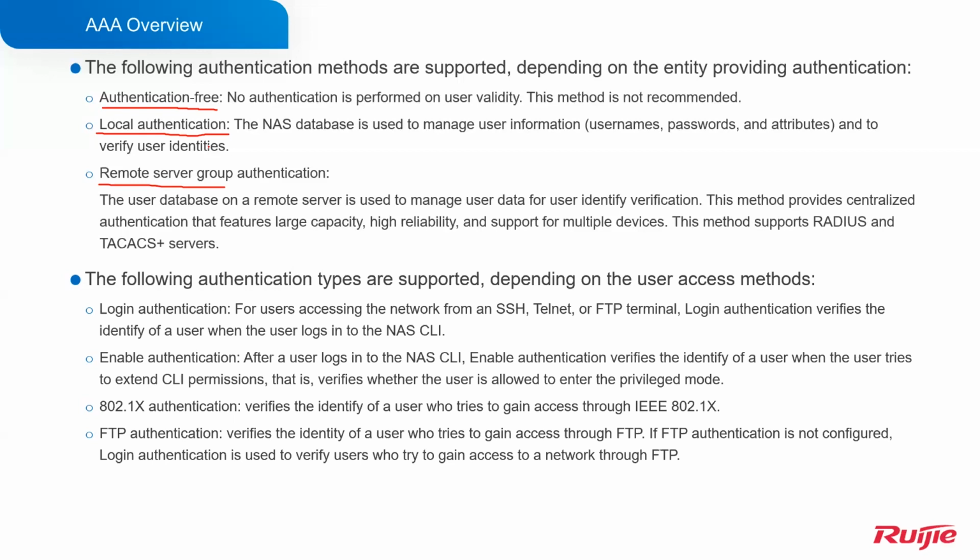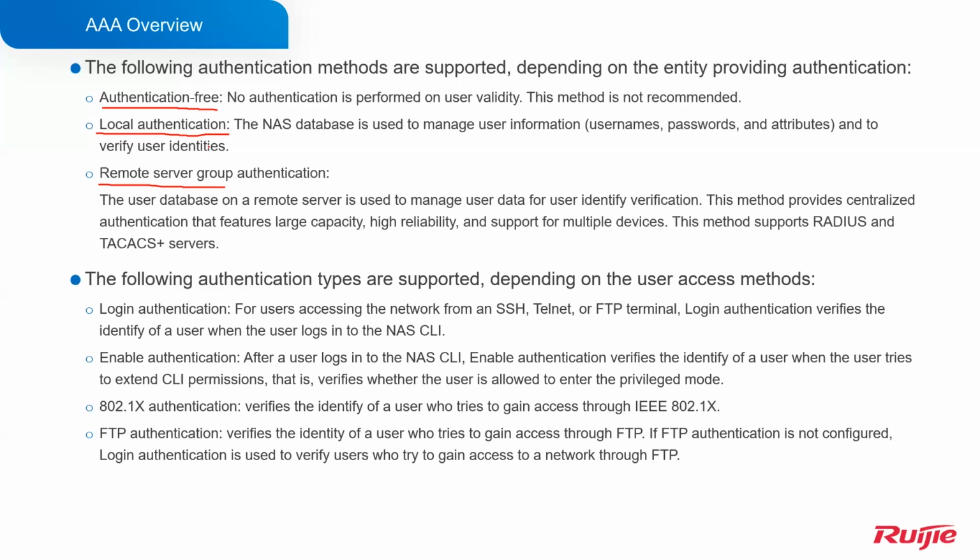Next is the enable authentication. After the user logs into the NAS CLI, enable authentication verifies the identity of a user when the user tries to extend CLI permissions. That is, it verifies whether the user is allowed to enter the privilege mode. Because as we all know, the CLI has different privileges, and enable authentication means you want to get higher permissions. So you should pass the enable authentication. And of course, you should enter the password, right?